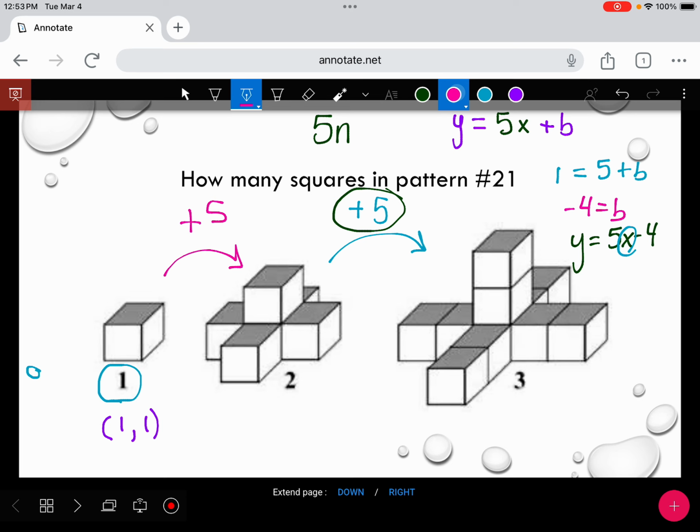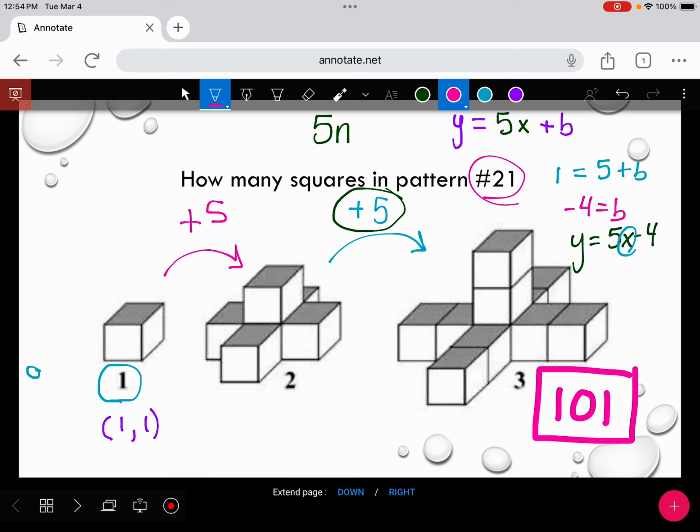So if we want to know what happens on figure 21, what could I do? Plug it in. And what do we get? How many blocks would it take for figure number 21? 101. There are other ways through things, like the way that I showed you guys yesterday with the triangle thing, this one with finding our linear equation. Not the only option. There are a gabillion ways through these. I'm just showing you one that's a common way through. Again, not the only way through.